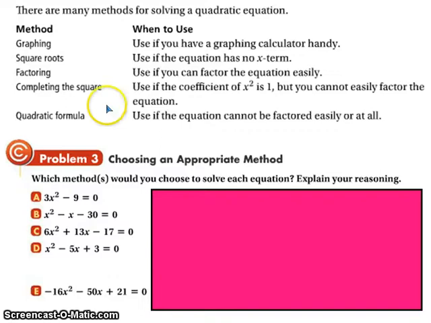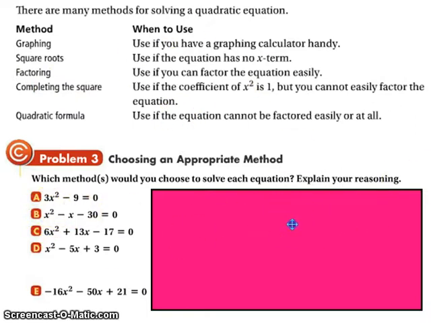So what we have up here is the five methods: graphing, square roots, factoring. Remember, graphing and square roots came in the same section. Factoring we learned a while ago. Completing the square, quadratic formula. Here's when. So what would we use here?